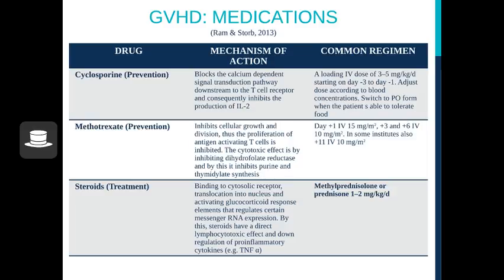Other agents mentioned by Ram and Storb included mycophenolate mofetil, ATG, sirolimus, alemtuzumab, and cyclophosphamide. Cyclophosphamide is given post-transplant, typically on days +3 and +4, at a dose of 50 milligrams per kilo per day, based on the drug's effectiveness against activated donor T cells.